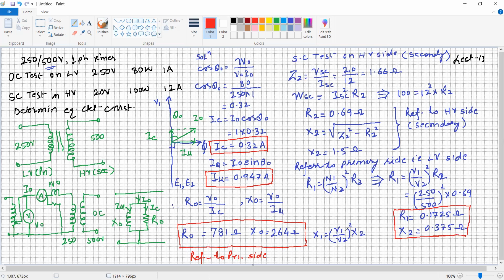So this is the total parameters. These are the shunt parameters, and these are the parameters which we can connect here. It is the resistance and reactance, and the values are for this one. Okay. So in this way, the equivalent circuit parameters are found with the help of open circuit test and short circuit test.